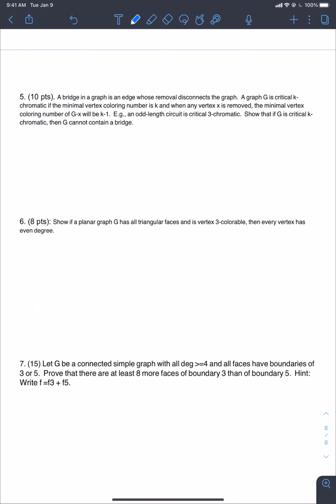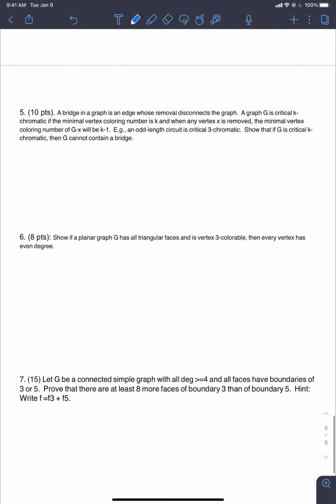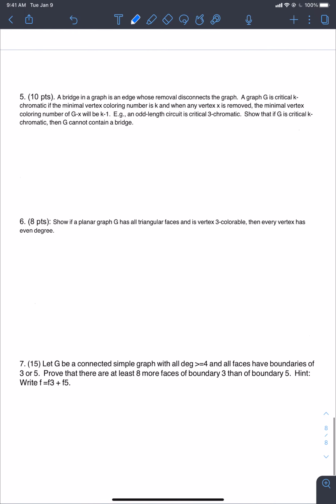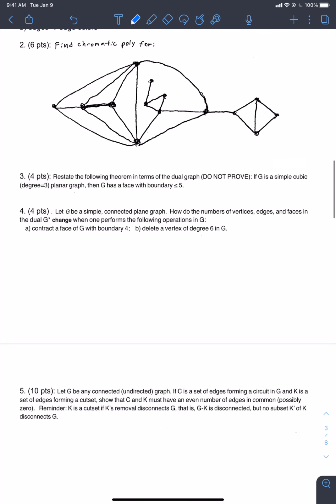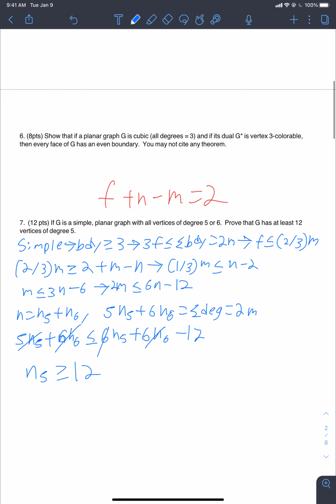On to the very last problem. Let G be a connected simple graph. Since it's simple, the boundaries are greater than or equal to 3, and the degrees are greater than or equal to 4. All faces have boundaries of 3 or 5. This is kind of similar to the first problem, a little bit different, but similar. In this one we're proving an inequality, and also we have something else that we can use later.